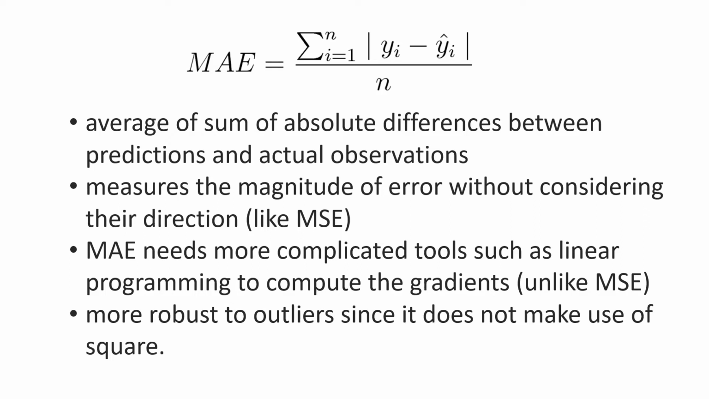Just like your mean squared error, MAE, in short, measures the magnitude of error without considering its direction. That means we can have it positive or negative. The direction can be up or down depending on the value of the magnitude. Mean absolute error, unlike your MSE, needs more complicated tools, like, for example, linear programming, so that we can compute the gradient. This actually makes MAE more interesting and challenging than the MSE, which, as we have known, is simpler than the MAE.